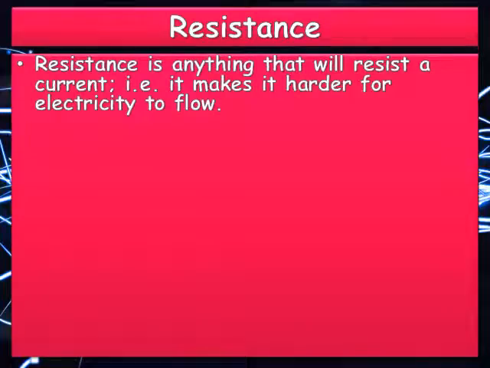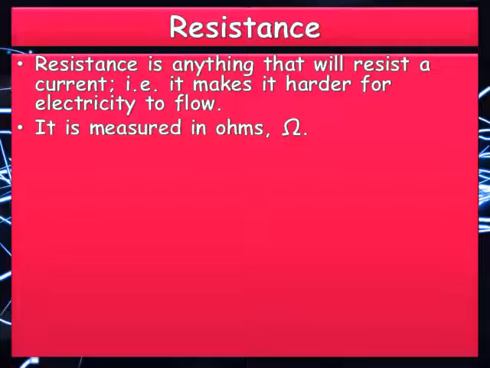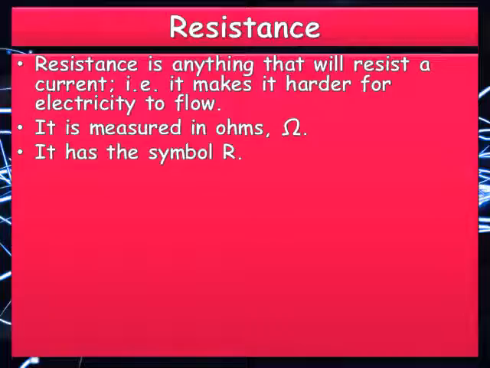So resistance is anything that will resist the current going through the circuit. So for example, it would make it harder for the electricity to flow. So it's measured in the unit ohms, that funny symbol there, and has the symbol R.